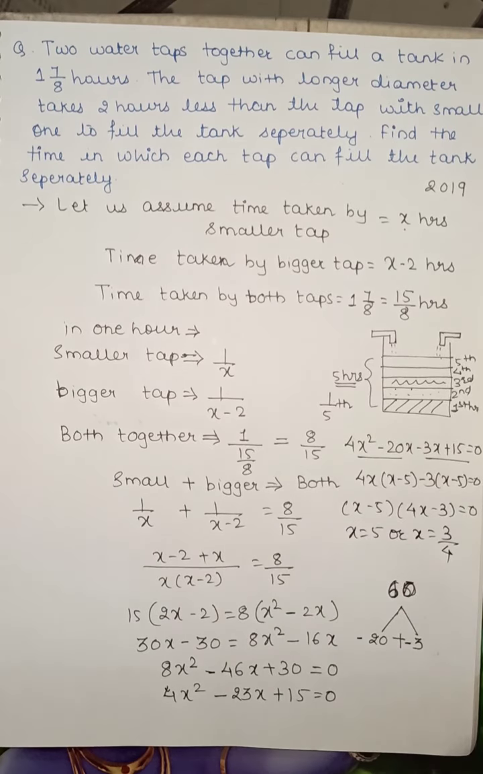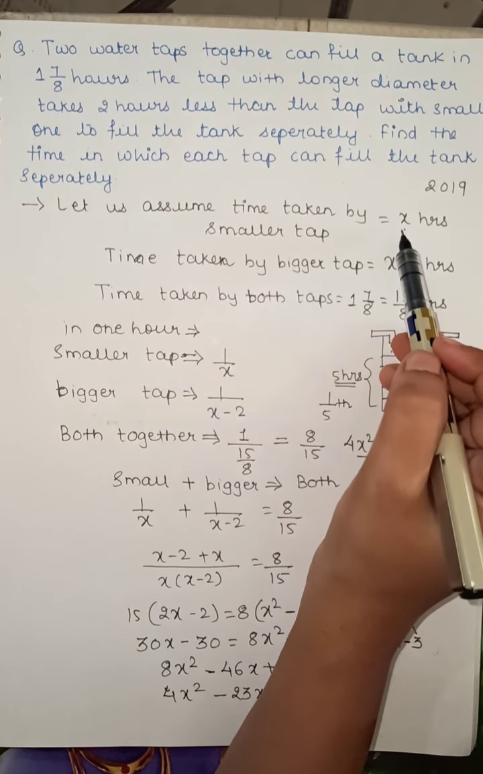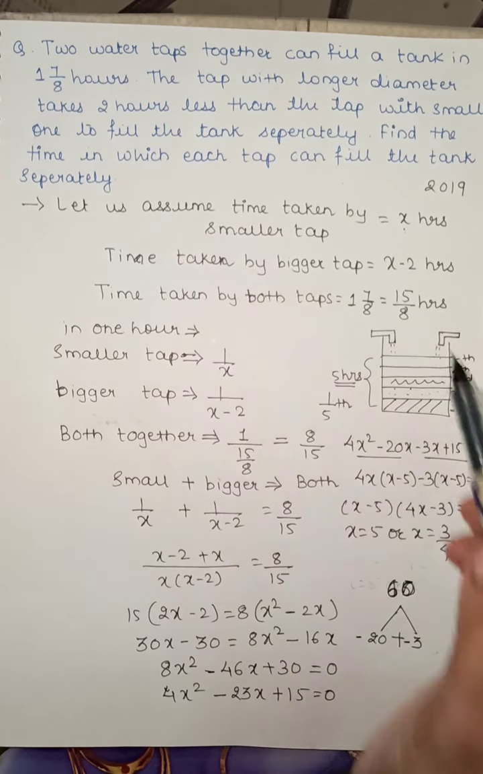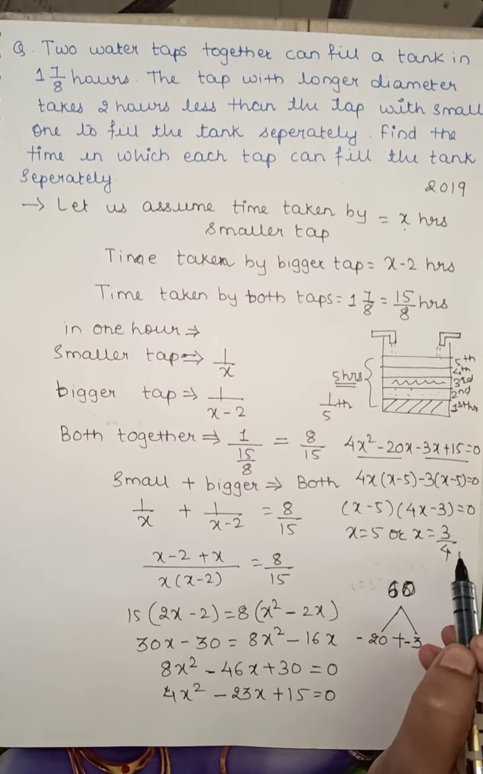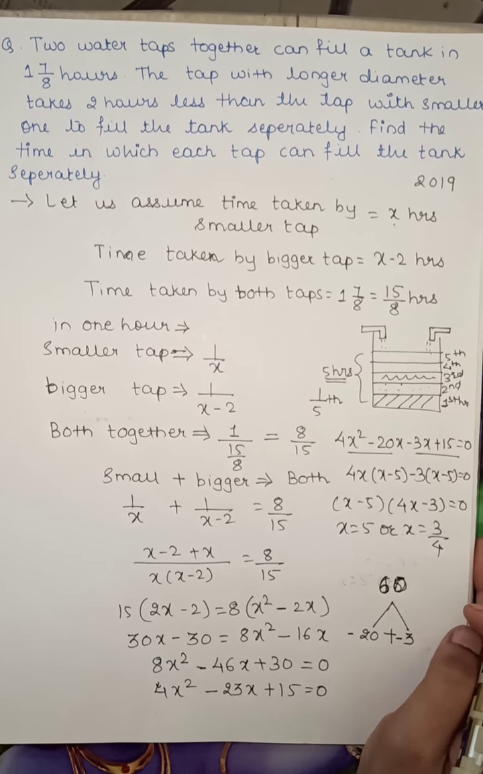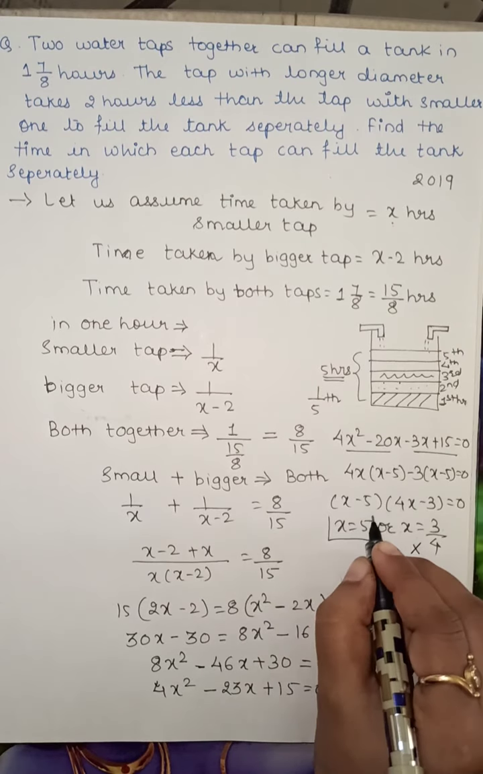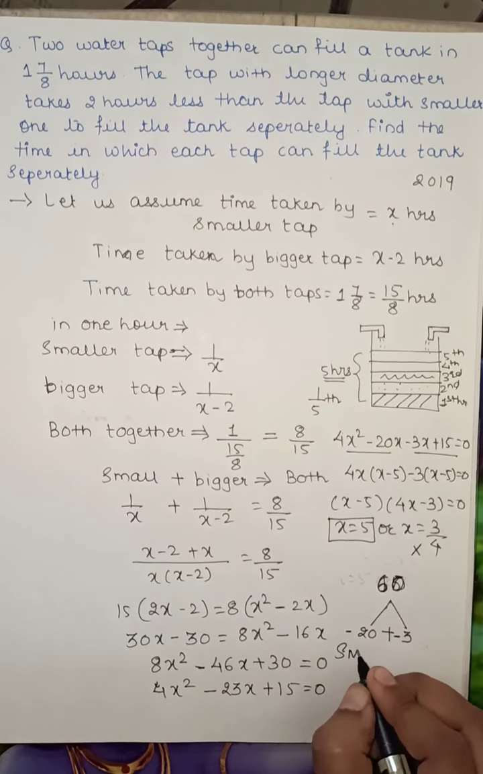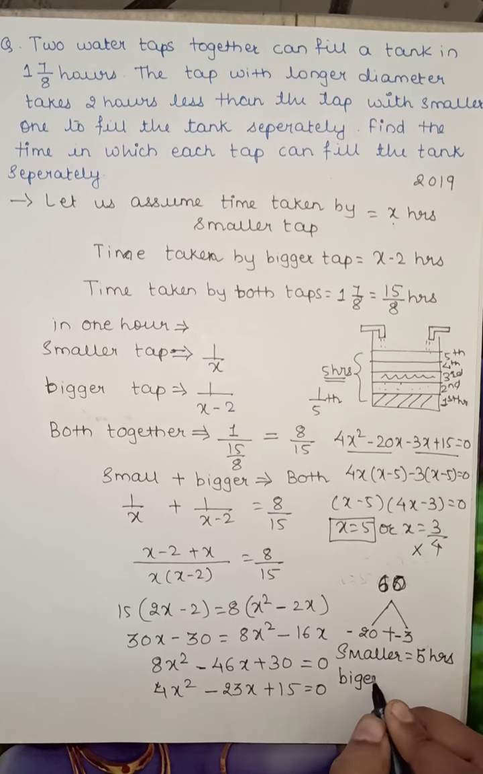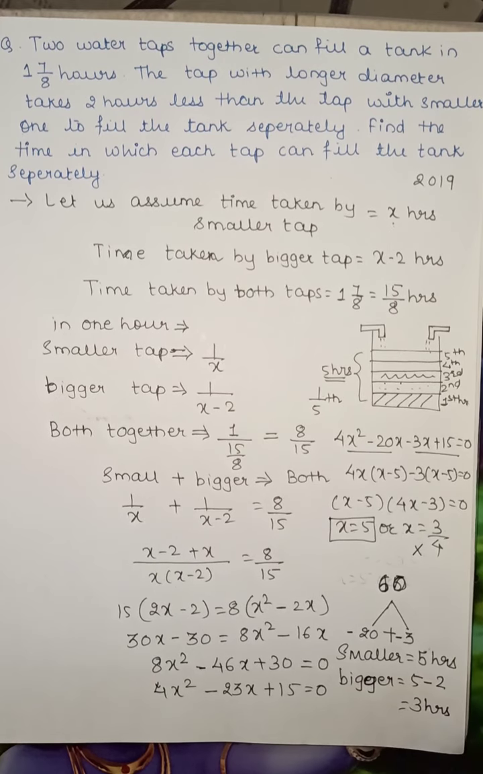Now which value has to be considered? Suppose you consider the value of x as 3 by 4. So the time taken by the smaller tap is 3 by 4 hours. Now the bigger tap's time, if you have to find, you have to subtract 2 from it. If you subtract 2 from 3 by 4, you will get a negative answer. Now can the time be negative? No, it can't be negative. That's why you cannot take the value of x as 3 by 4, but you have to take the value of x as 5, which means the smaller tap is taking 5 hours, whereas the bigger tap, which is taking 2 hours less, will take 5 minus 2, that is 3 hours to fill the tank.